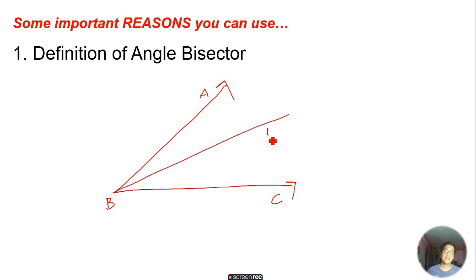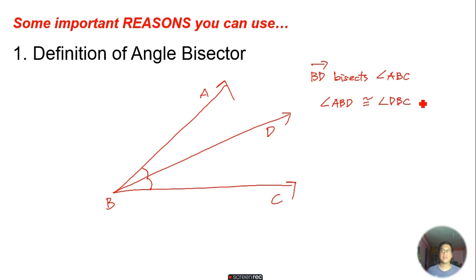So say for example, I am going to draw there, and let's say this is D, and this is a ray. So ray BD bisects. By saying bisects, and this is an angle, it's understood that this is an angle bisector. So ray BD bisects angle ABC. What can we conclude? We can easily conclude that angle ABD is congruent to angle DBC.